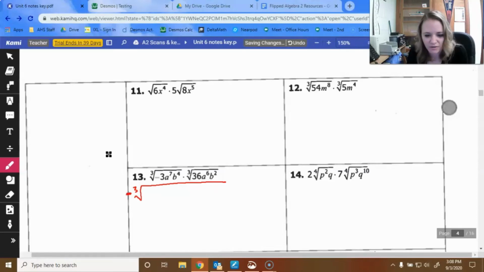So I will have 3 times, let's see what other, we got 36. 3 times 36 times a to the 7th times b to the 4th, and then times a to the 6th times b to the 2nd. Let's make this look a little bit nicer.